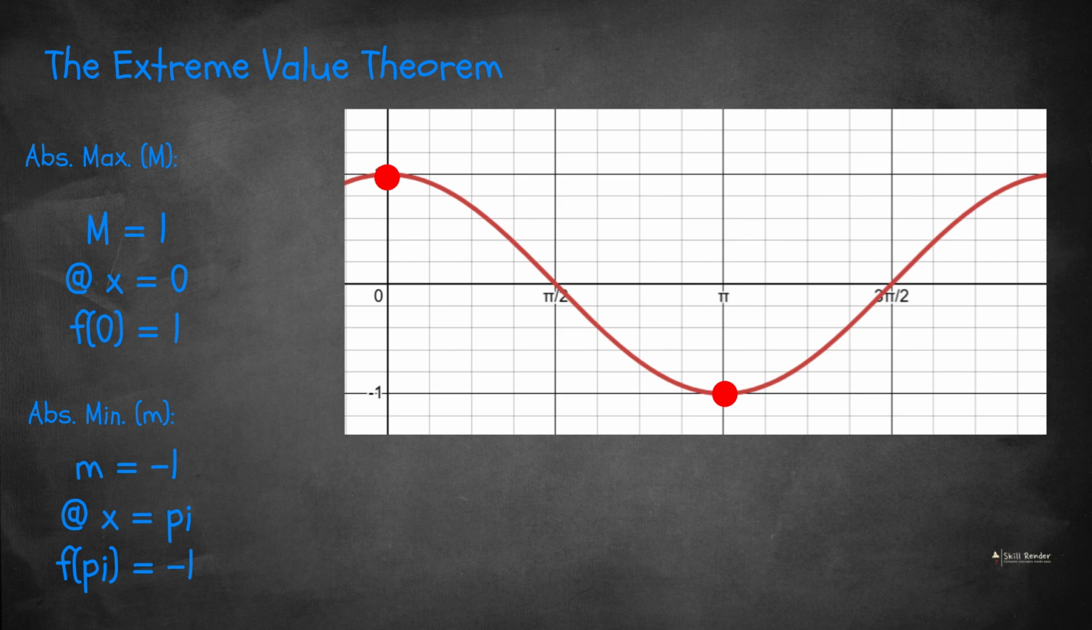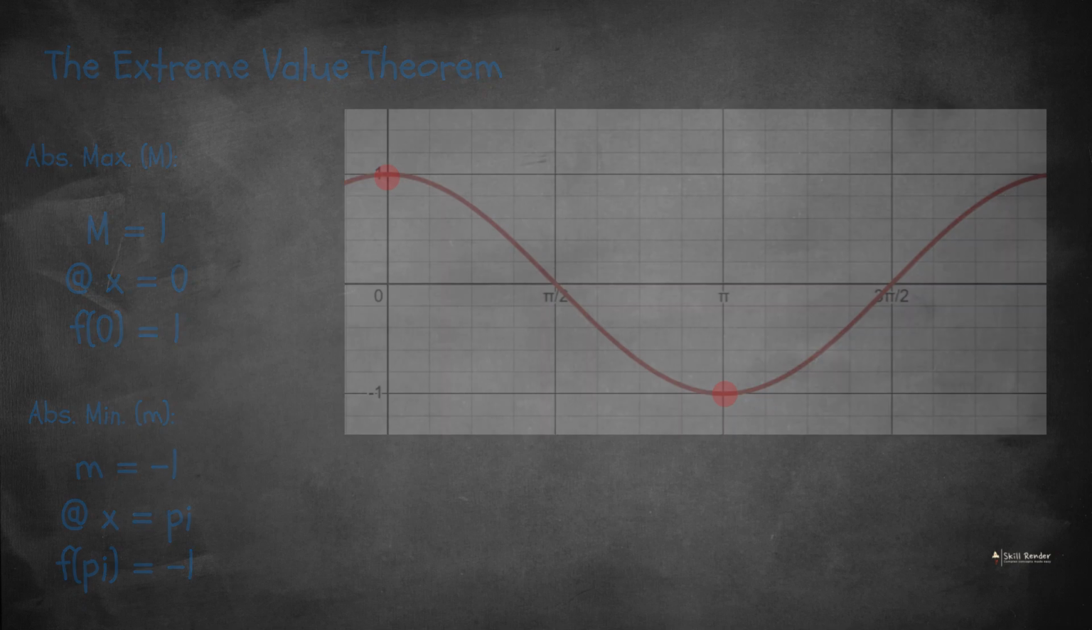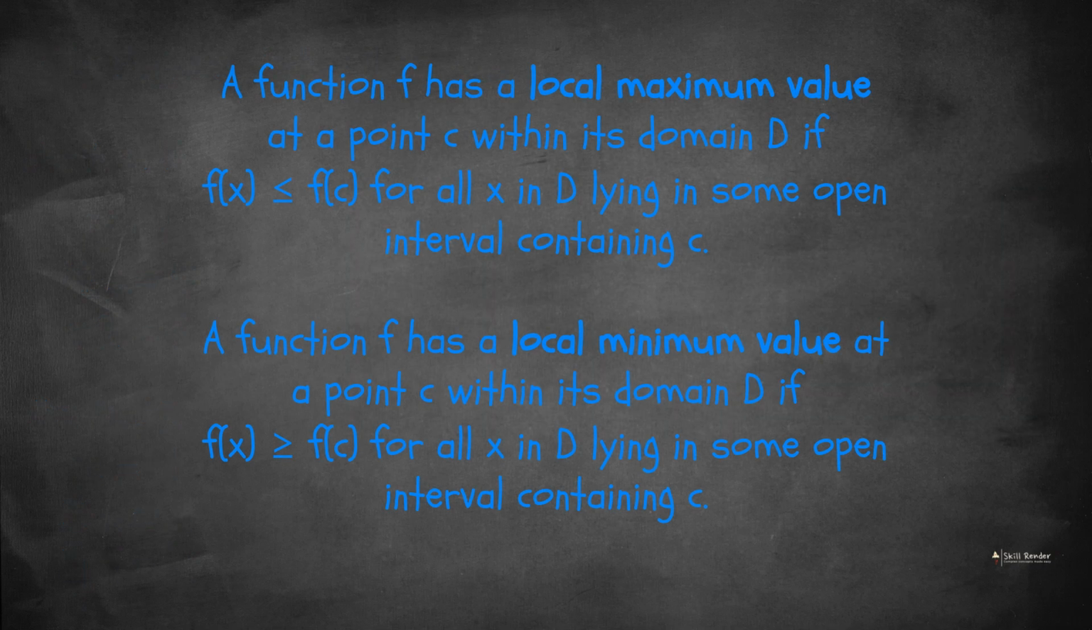Now what happens if the domain gives us a minimum value that is not absolute, or a maximum value that is not the highest? We have two more definitions for these cases. A function f has a local maximum value at a point c within its domain D if f(x) is less than or equal to f(c) for all x in D lying in some open interval containing c. A function f has a local minimum value at a point c within its domain D if f(x) is greater than or equal to f(c) for all x in D lying in some open interval containing c.